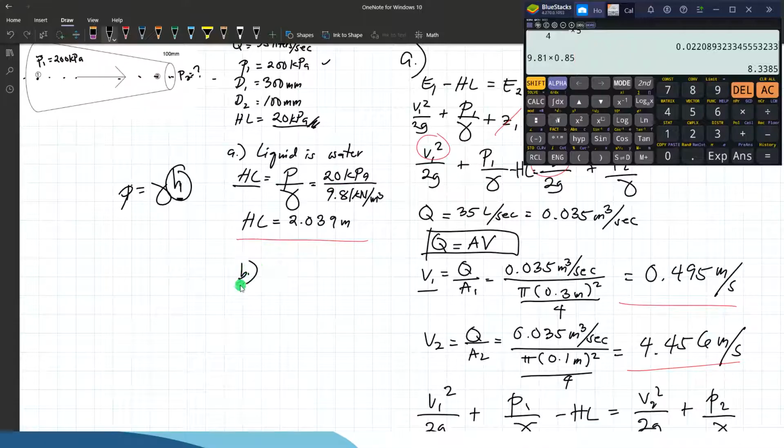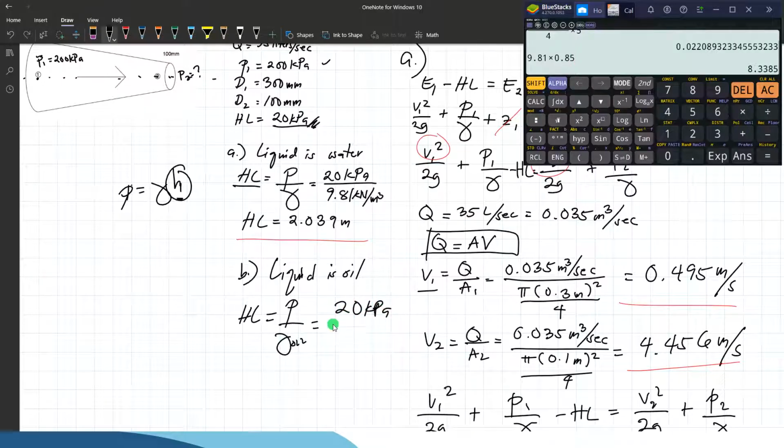For letter B, the liquid is oil. For the oil, we have the pressure over the unit weight of oil. So the head loss for oil is 20 kilopascal over 8.3385 kilonewtons per cubic meter, 20 divided by 8.3385, that's 2.3985 meters.